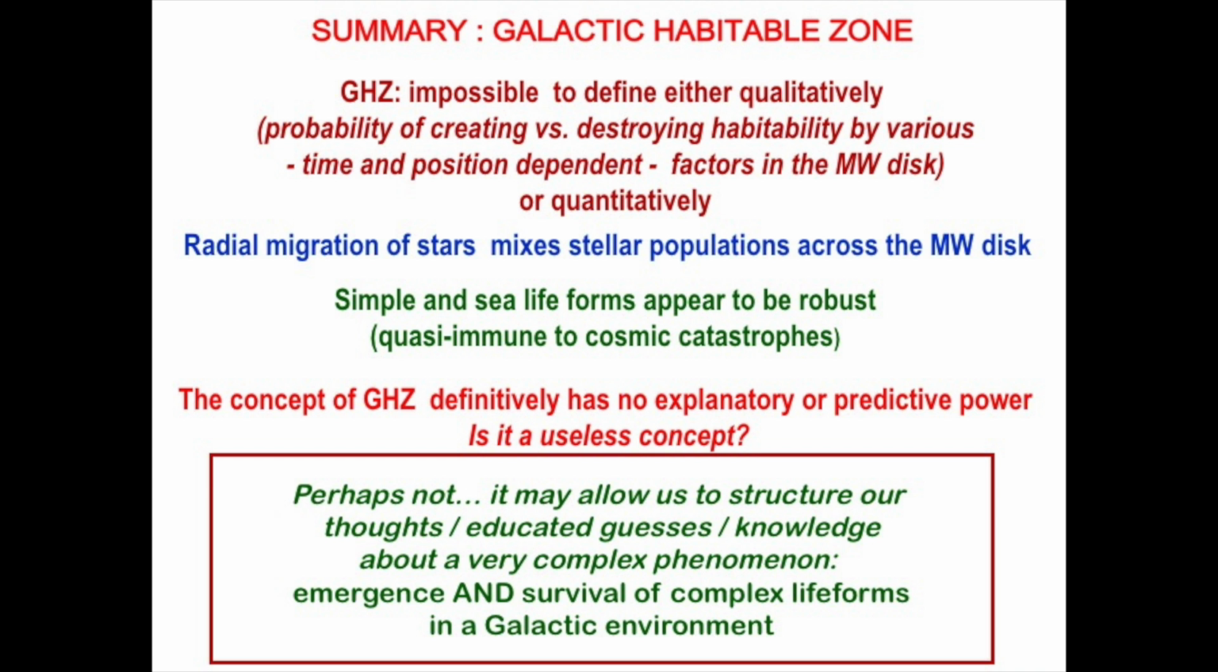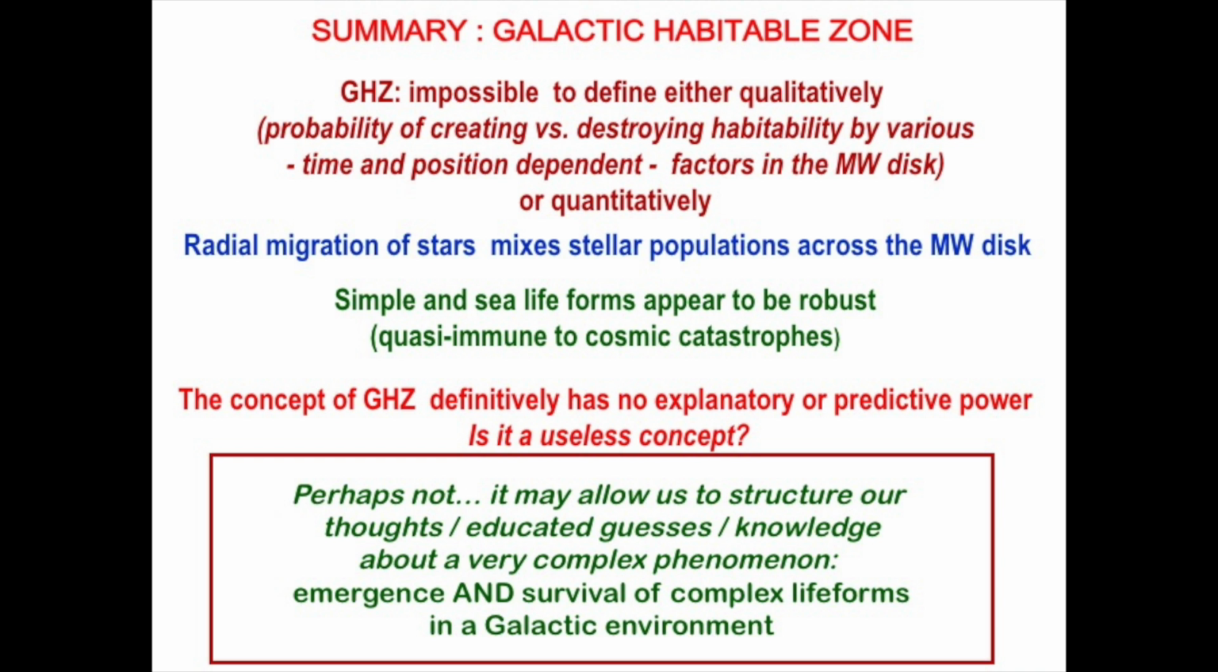So this is a summary of the first part of my talk about the galactic habitable zone. It is impossible to define it, either qualitatively as a probability of creating versus destroying habitability by various factors in the Milky Way disk, or even quantitatively. The more so because radial migration of stars mixes stellar populations across the Milky Way disk. On top of that, simple sea life forms appear to be quite robust, and that means quasi-immune to cosmic catastrophes.